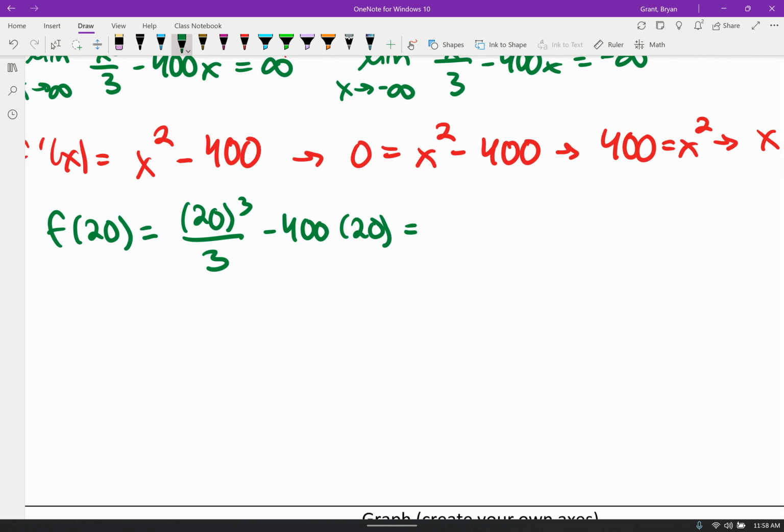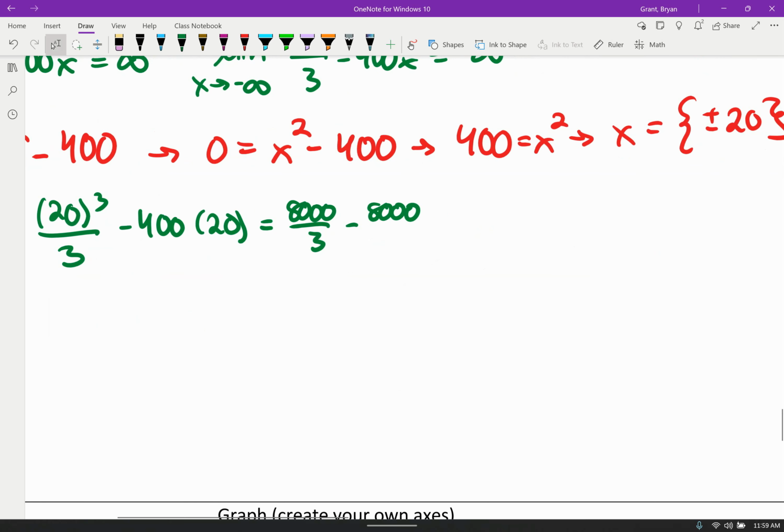20 times 20 is 400, times another 20 is going to give us, I think, 8,000. Looks like 8,000 thirds minus, and then 20 times 40 is 8,000, right? Looking pretty good so far. And then we need some common denominators here. So I'm just going to be efficient, or lazy, and multiply by 3. And that's going to give us negative 16,000 thirds, which is not super helpful.